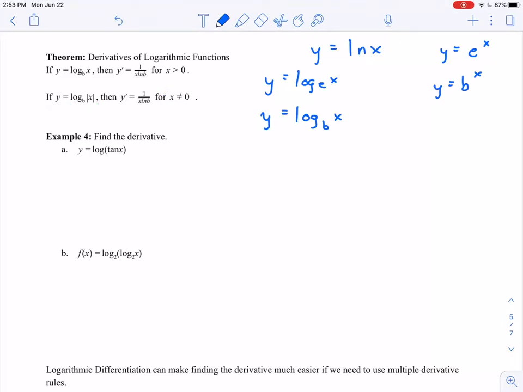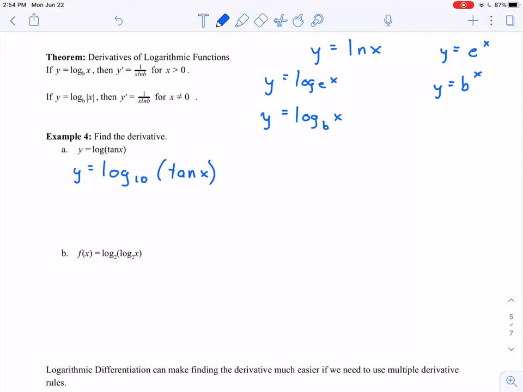So let's look at a couple of these. First, I have y equals log of tangent of x, and this one's a little funny because there actually is no base written. When there is no base written, this is called the common log. It assumes that we're talking about log base 10 of tangent of x. So we have log base 10 of tangent of x.